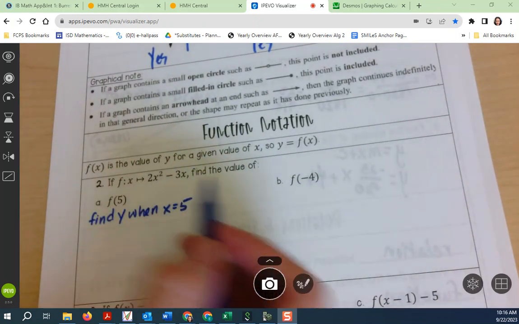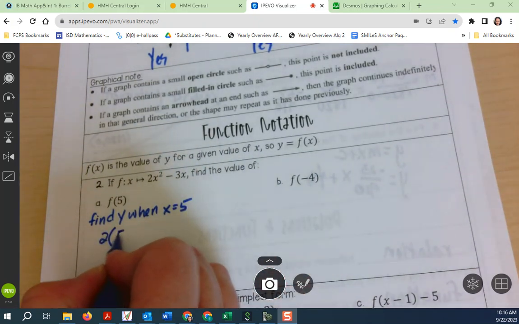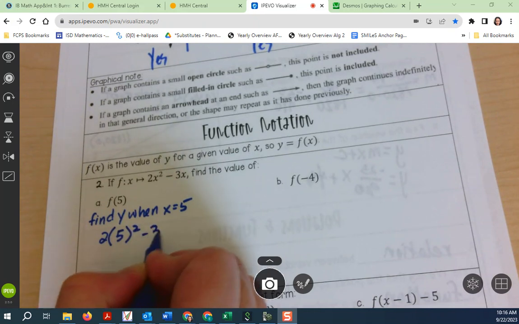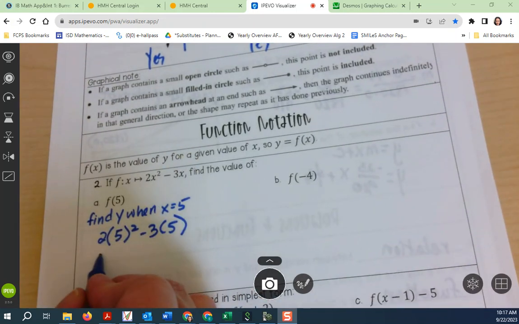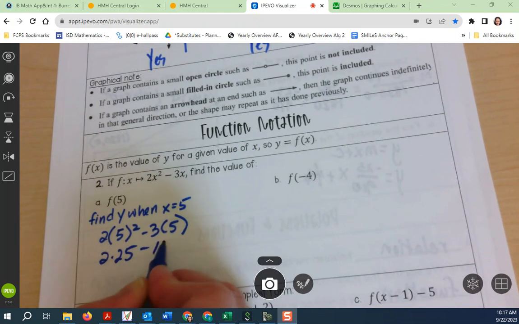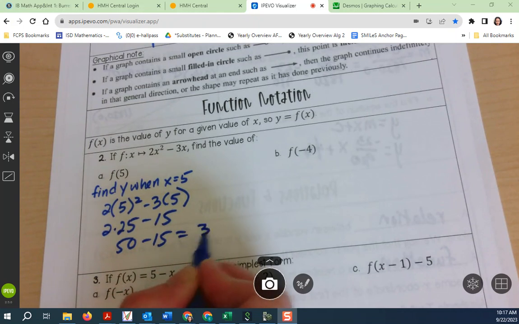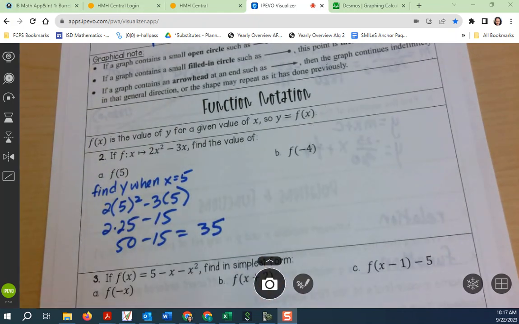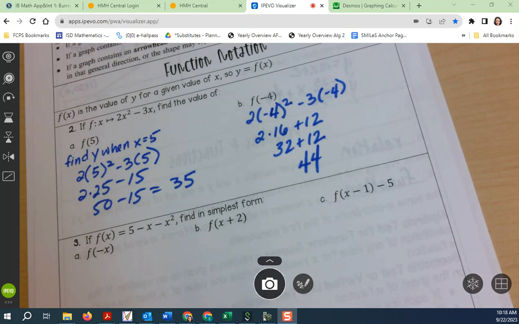So you substitute in, that's the way you do it. You do 2 times 5 squared minus 3 times 5. 50 minus 15, so I'm getting 35. All right, go ahead and find f of negative 4. Yeah, you can put the whole thing in the calculator.